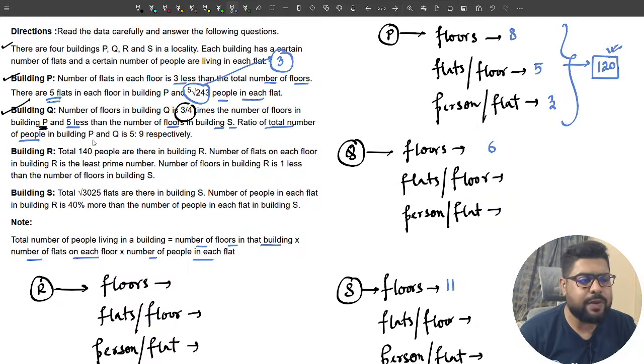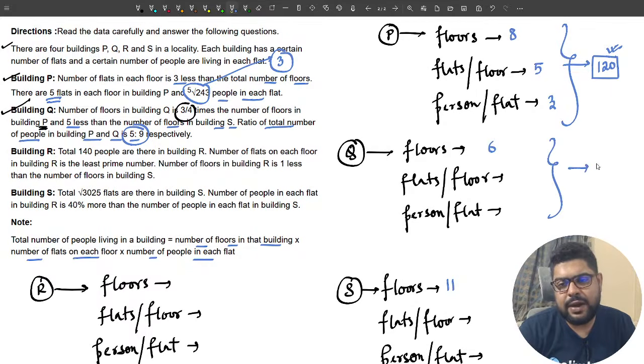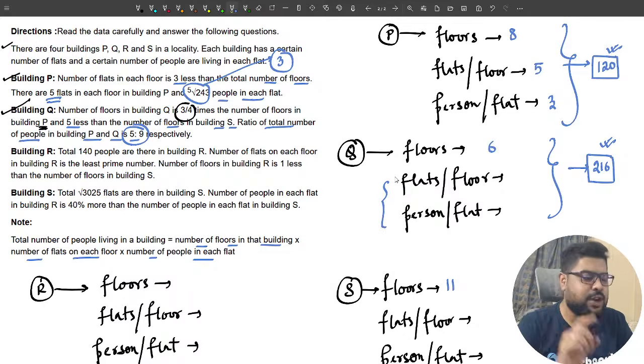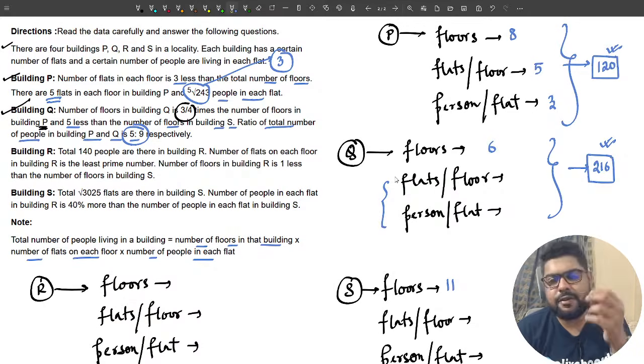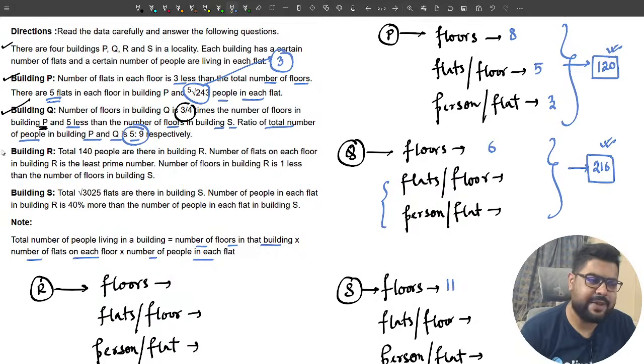Now, the ratio of the total number of people in P and Q is given. So for P, I know 120. So 5 parts is 120, meaning one part is 24. So 9 parts will be 216. 216 is the total number of people who live in building Q. So these two pieces of information about Q are not known: the number of flats per floor, and how many persons live in each of the flats.